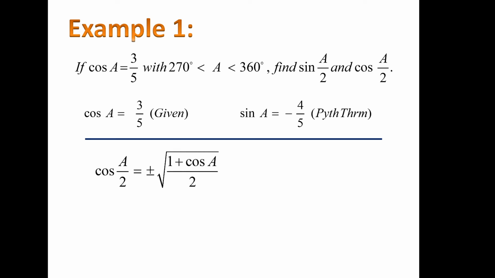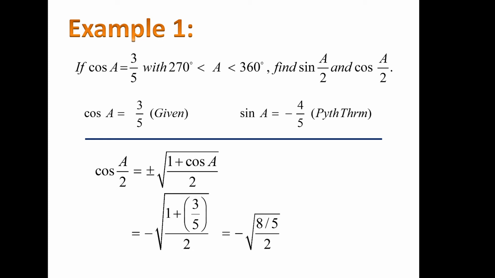Now cosine of the half angle, A over 2, is plus or minus. We know the half angle is in quadrant 2, so we choose the negative ratio. So negative square root of the quantity (1 plus 3/5) over 2. 1 plus 3/5 is 8 over 5, divided by 2, so it's 4/5. Rationalizing, we get negative 2 root 5 over 5.